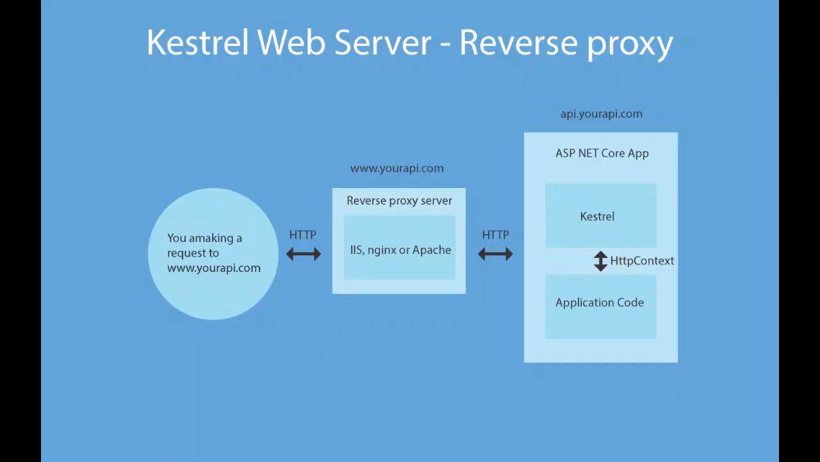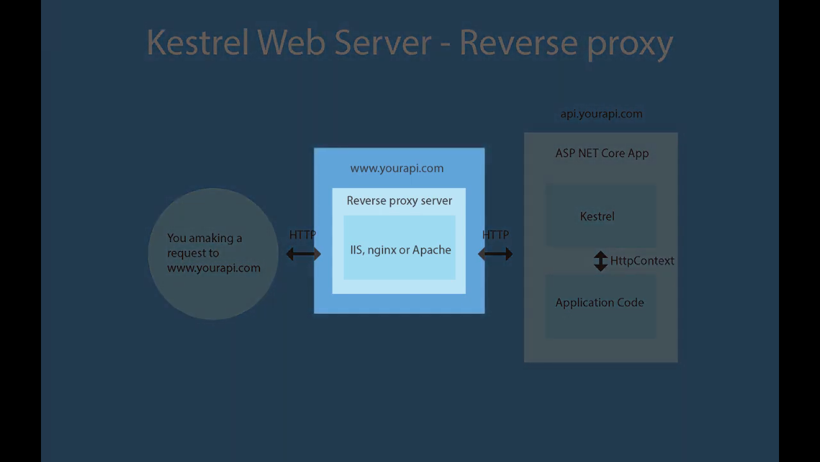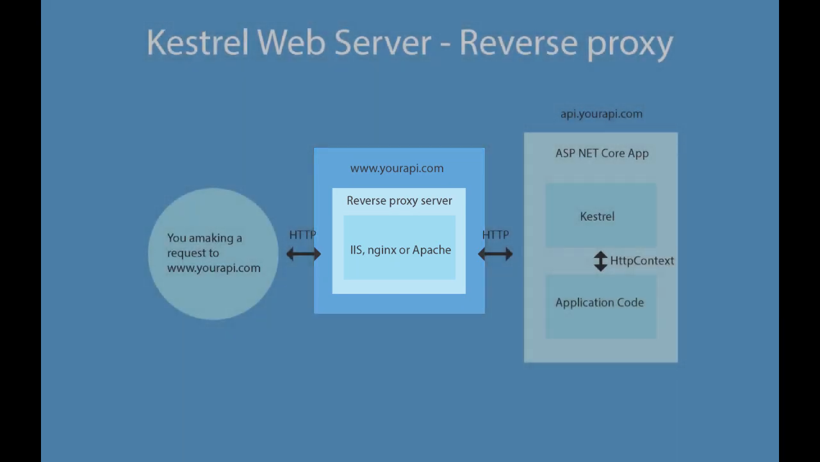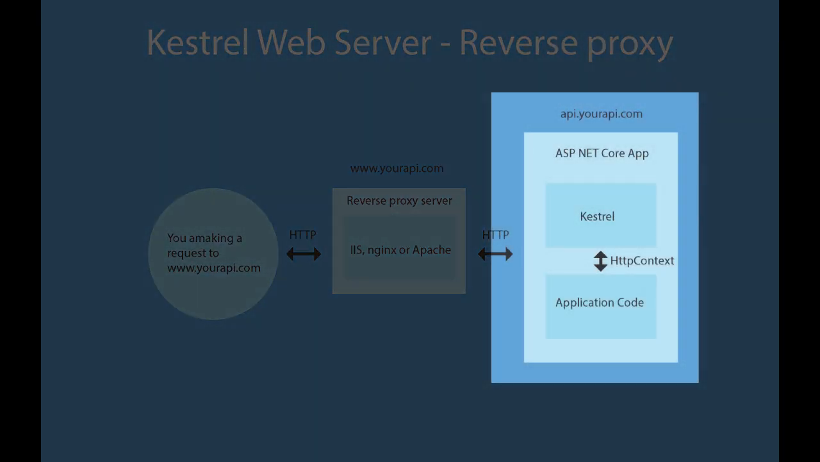So here in this image, you can see that this is a very simple reverse proxy that I have shown via this diagram. Here you can see this is the reverse proxy, which is yourapi.com, and this is your server where your ASP.NET Core is hosted. So this is your API, yourapi.com, and this is basically a .NET Core application. And here you can see inside the application you have your Kestrel and your application code.